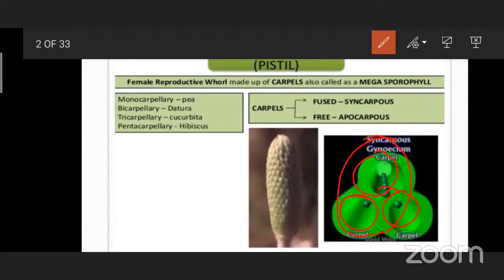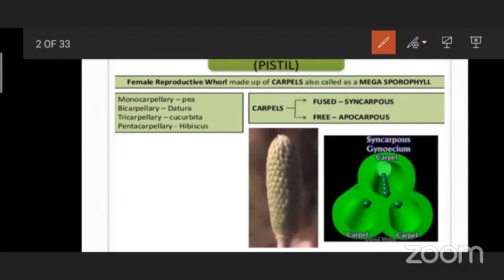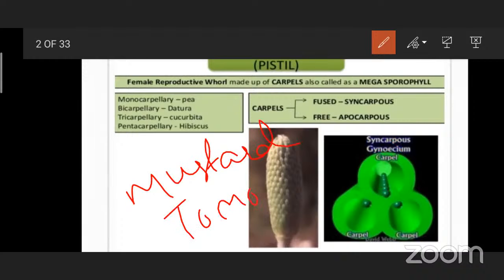When the carpels in a gynoecium are free, this condition is known as apocarpous. When carpels are fused, this condition is known as syncarpous. Apocarpous examples: lotus and rose. Syncarpous example: mustard, scientific name Brassica nigra, and another example, tomato.